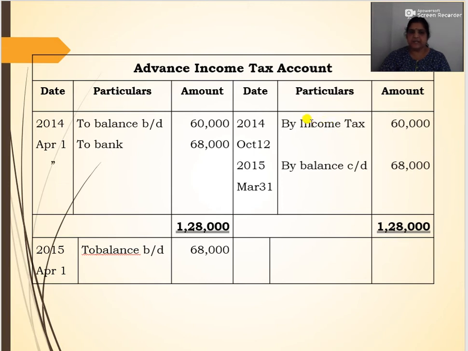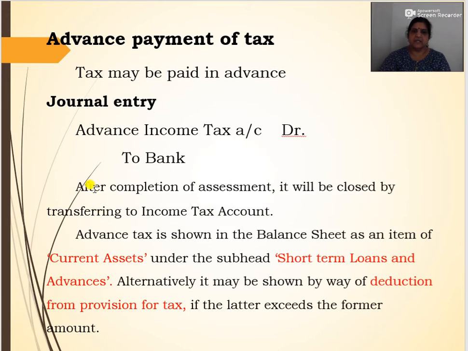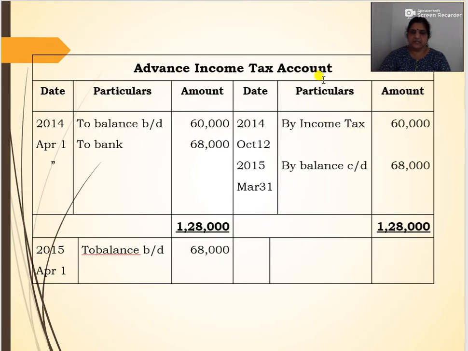So the journal entry will be income tax account debtor to advance income tax. So this is the opening balance 60,000. Then after assessment, the advance income tax will be closed by transferring to the income tax account. So here it is stated that after completion of assessment, it will be closed by transferring to income tax account. Okay, so advance income tax opening balance, then transfer to income tax rupees 60,000.